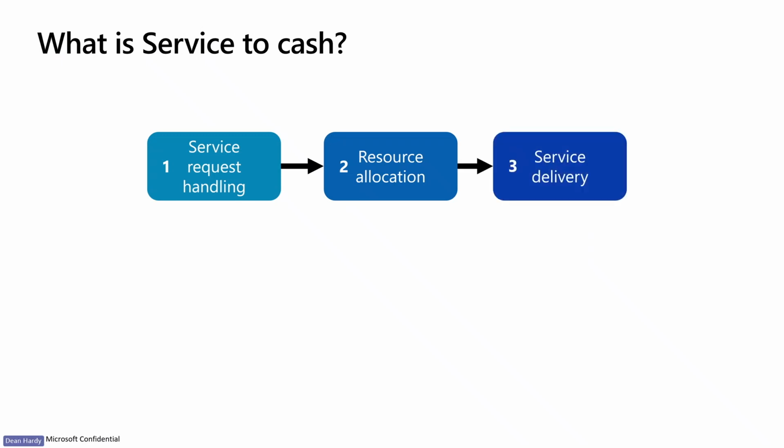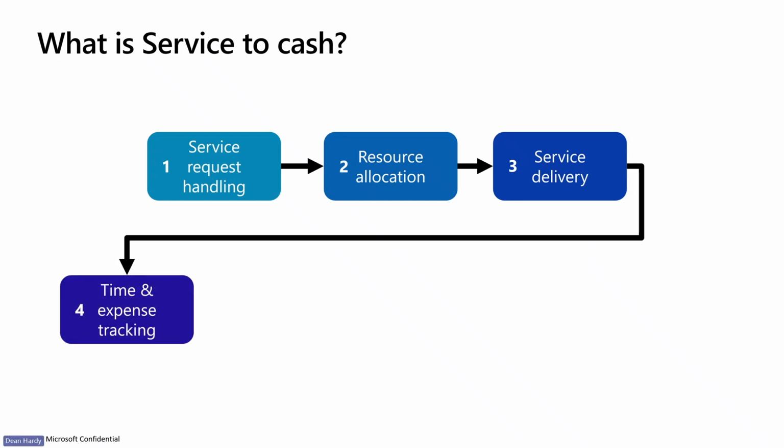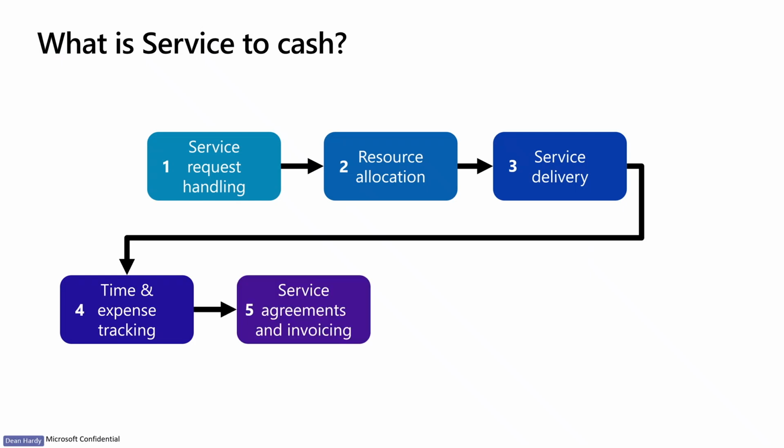Service delivery. The assigned resources perform the requested service. This could be anything from fixing a broken appliance to providing software support. Time and expense tracking. During service delivery, the organization tracks the time spent by the resources and any associated expenses, such as travel costs or materials used. Service agreements and invoicing. If there's a pre-existing service agreement with the customer, such as a maintenance contract, the organization generates an invoice based on the agreed terms. Otherwise, they create an invoice for the specific service rendered.